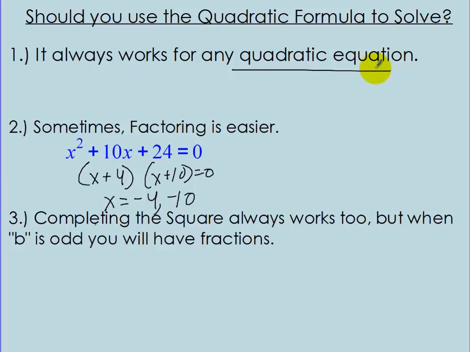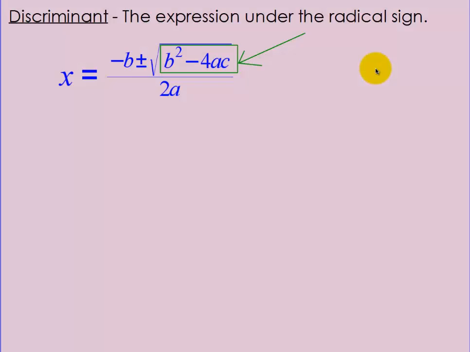Another thing, you can use completing the square that we learned in the last video, and that will always work too. But it gets weird when your b is an odd number. You just have to deal with fractions. But if you like using complete the square, go ahead and do that. I think using either the quadratic formula or complete the square is fine, whatever you prefer and works out best for you. I don't have a preference.